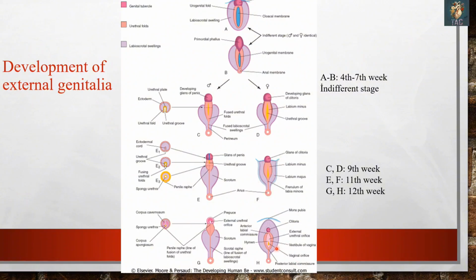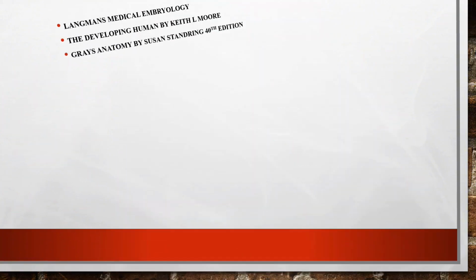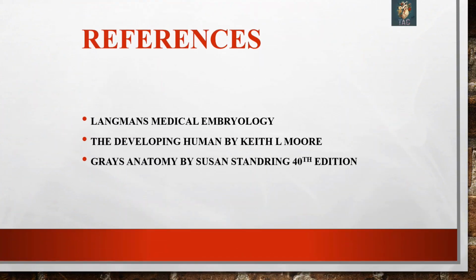And at the 12th week, where the genital sex can even be seen on ultrasonography, you can see the complete development of the penile area and also the scrotal swelling. And in the female, you can see the clitoris, the labia minora, the labia majora, and the vestibule. So this is all about the reproductive system.